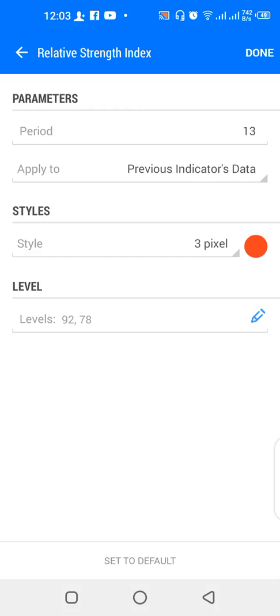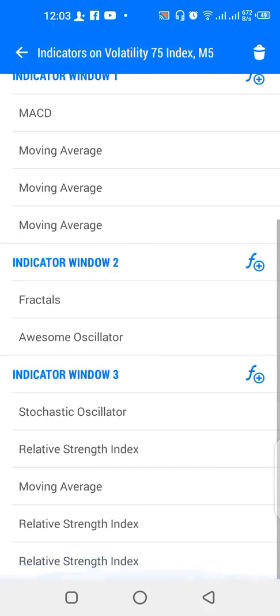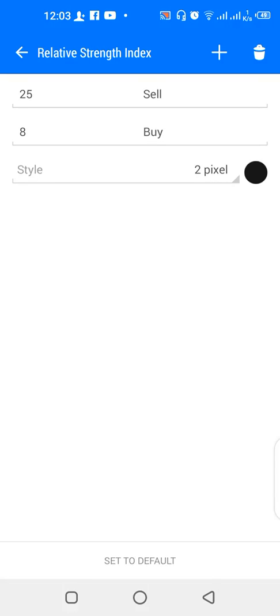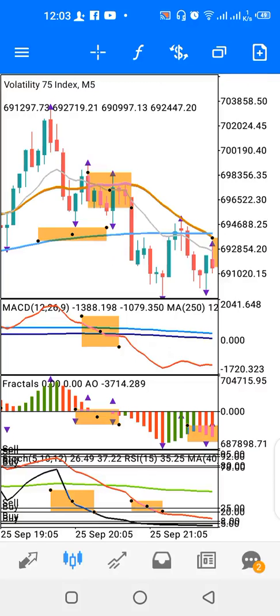Okay, let's take a look at the levels. We have 92 and 78, and the color is black. Okay, the last indicator for indicator window 3, we have another relative strength index. This time around, the period is 8, applied to previous indicators data, the color is black. Let's look at the levels. For the levels, you have 25 and 8, and the color is black. Okay, so that is that for the parameters for the indicators.